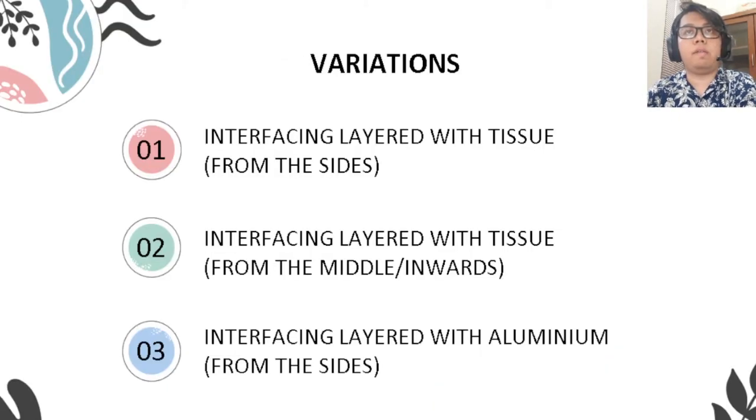Since the efficiency of the conventional basin-type solar still is so low, in this research some modifications will be made in order to increase the efficiency of the solar still. It is classified into three variations. The first one, interfacing layered with tissue with capillary direction from the sides, and the second one, interfacing layered with tissue with capillary direction from the middle or inwards, and variation number 3 with interfacing layered with aluminum with capillary direction from the sides.